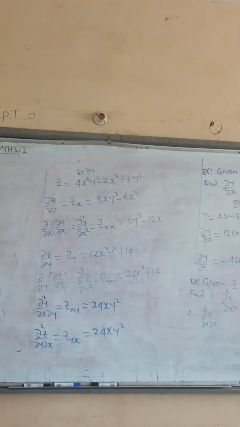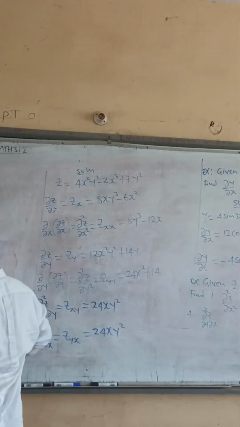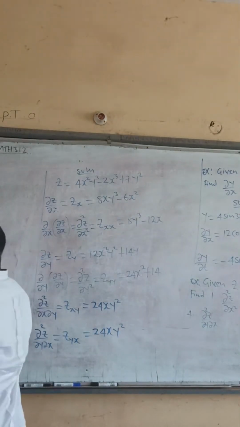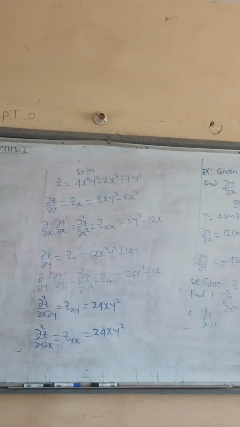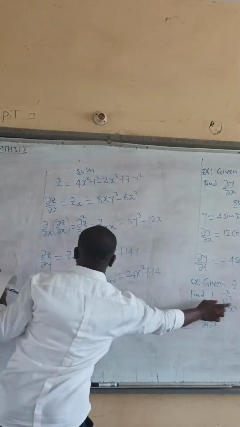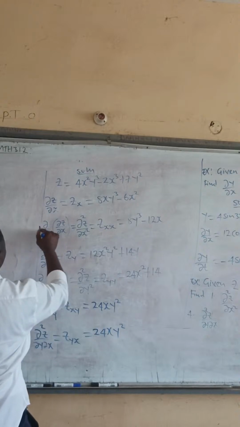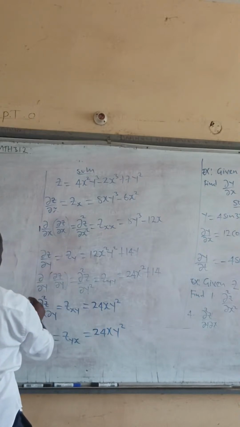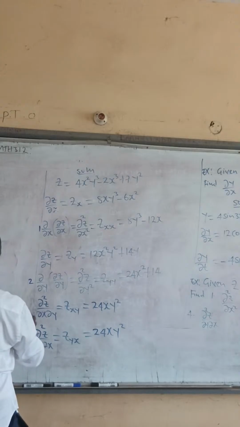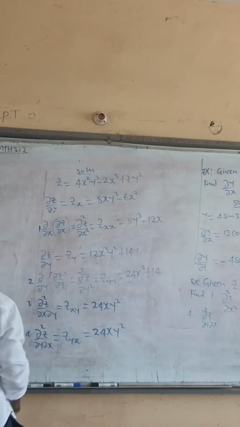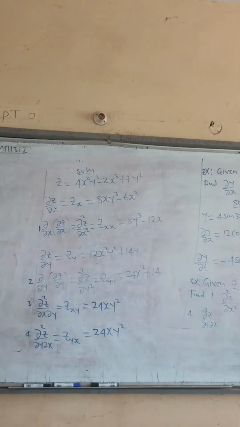So now we are done with partial differentiation. We want to look at partial differential equations. Students, which one is number 1 and number 2? Look at it. This is 1. This is 2. This is 3. And this is 4.